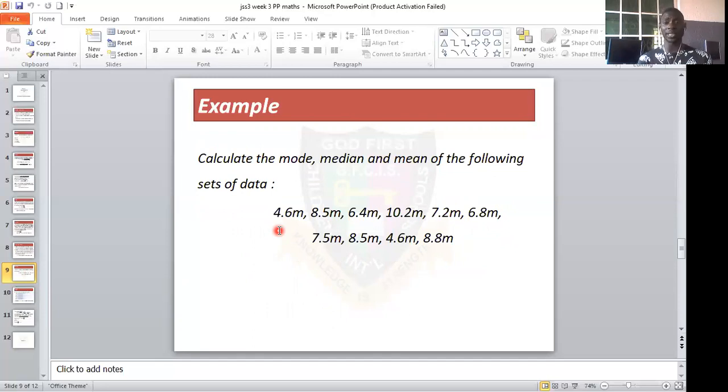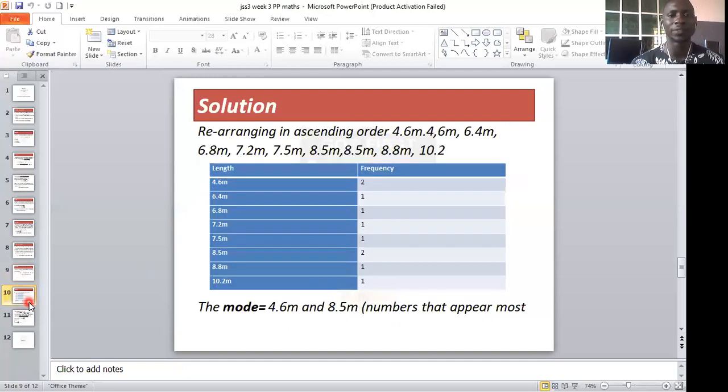Obviously, this is raw data. It is not well arranged. It is neither in ascending order nor descending order. So the first thing we do is arrange them either in ascending order or descending order, or you prepare a frequency table. So I solve using a frequency table.